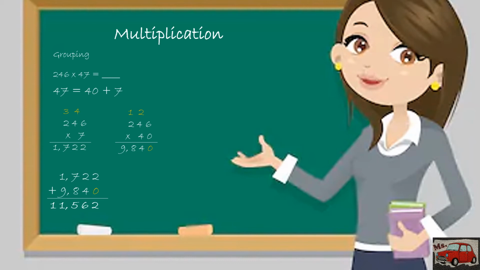11,562. So kung mapapansin nyo, kanina, inusog natin sa tens place yung unang sagot nung minultiply natin si 4. Kasi nga, automatic 0 na yon. Kasi kung mapapansin mo, 40 times 246, the answer is 9,840.